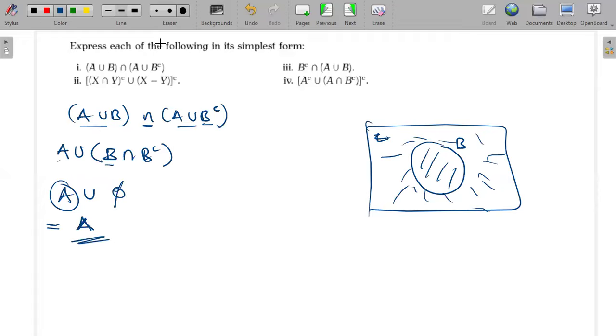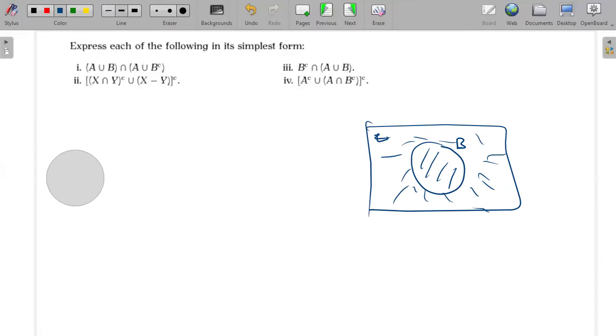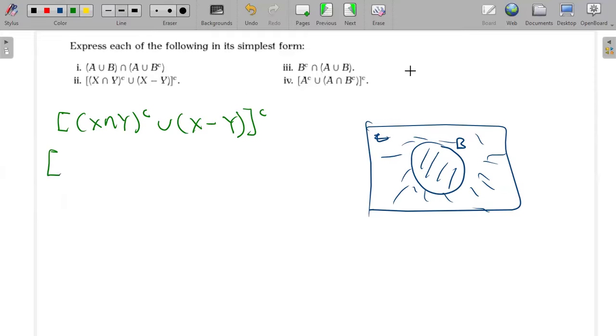Okay. Let's then simplify the next one. So next here you have the set X intersect Y complement union X set difference Y, and then you have their complement outside. So I can distribute this complement. Whenever you distribute, if you have A complement and then you take its complement, this here is going to give you the set A.